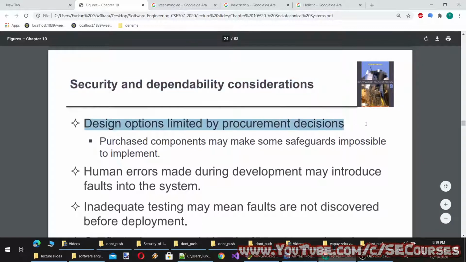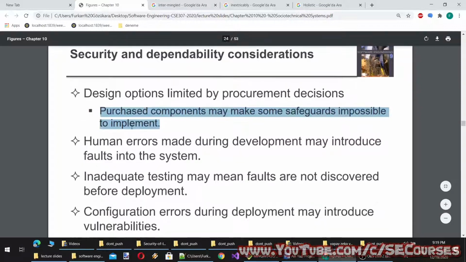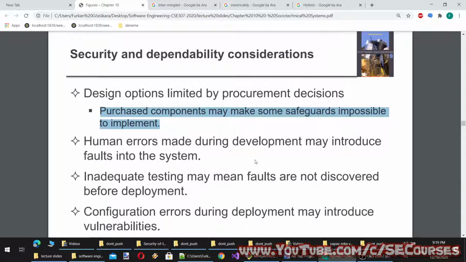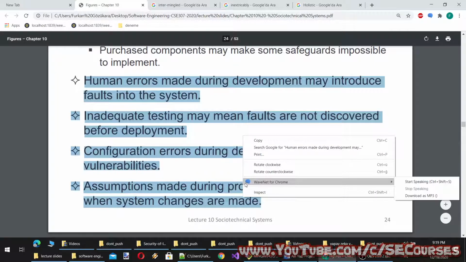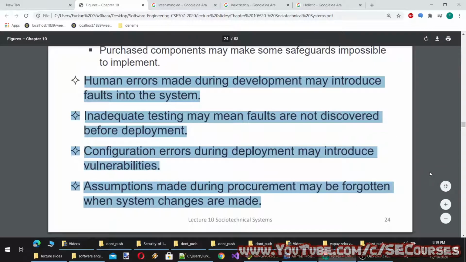Security and dependability considerations. Design options are limited by procurement decisions. Purchased components may make some safeguards impossible to implement. Human errors made during development may introduce faults into the system. Inadequate testing may mean faults are not discovered before deployment. Configuration errors during deployment may introduce vulnerabilities. Assumptions made during procurement may be forgotten when system changes are made.